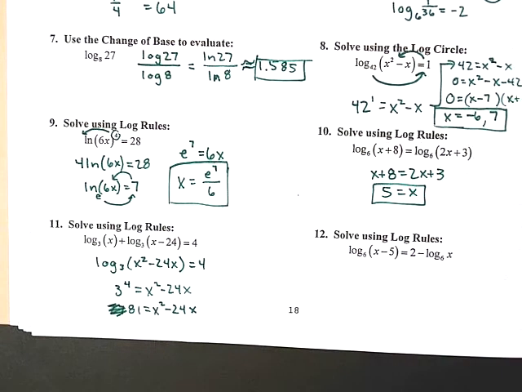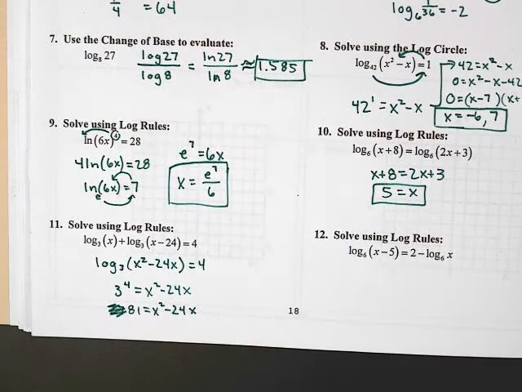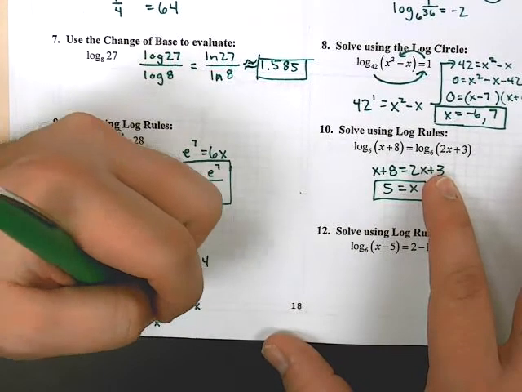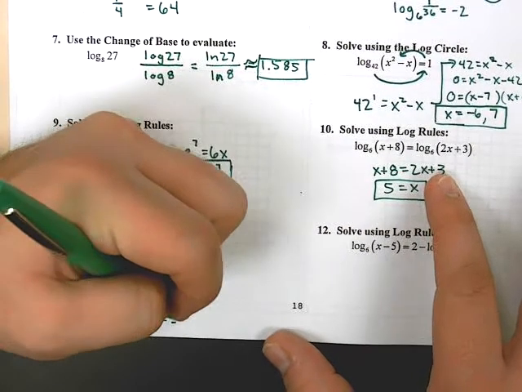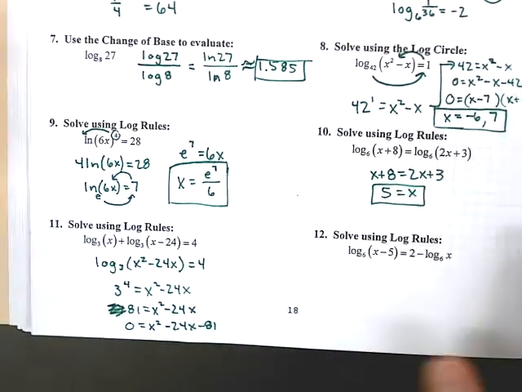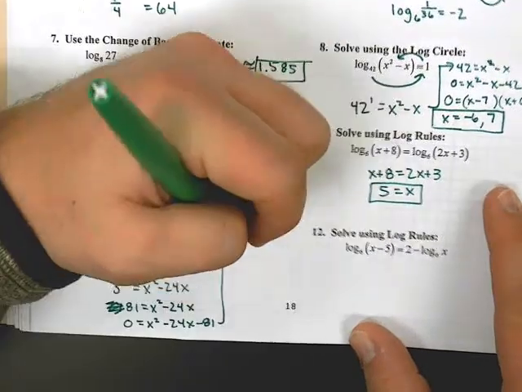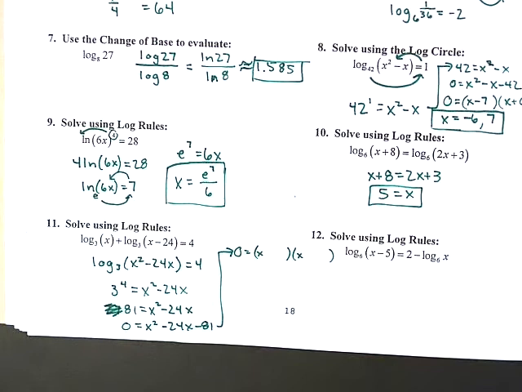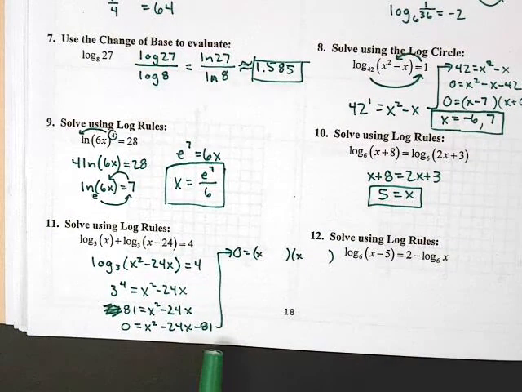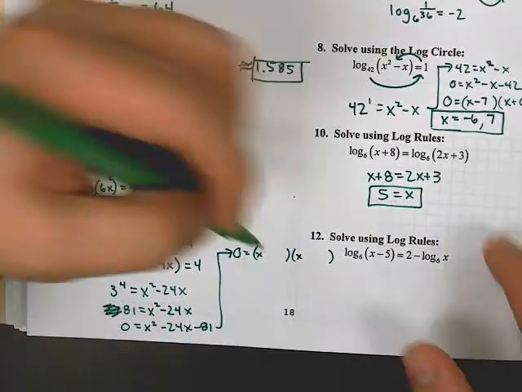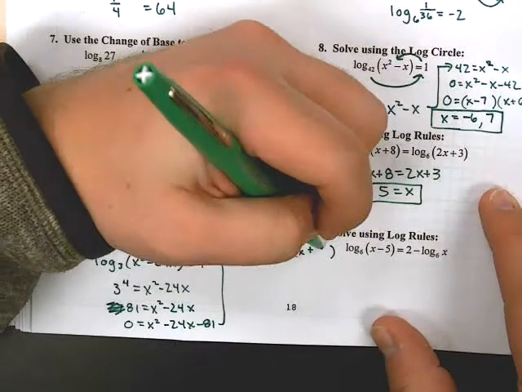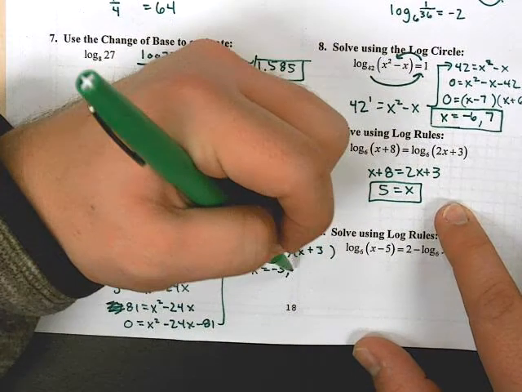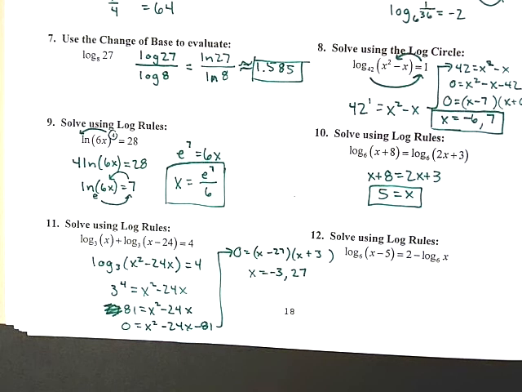Okay. Sorry about that, guys. Okay, so 0 equals x squared minus 24x minus 81. And when we come over here, we need to factor this. I know it's not the easiest one to factor, but this is definitely doable. Can't be 9 and 9, but I'm thinking negative 27 and positive 3. Alright, so we know negative 3, positive 27. Those are our possible answers.